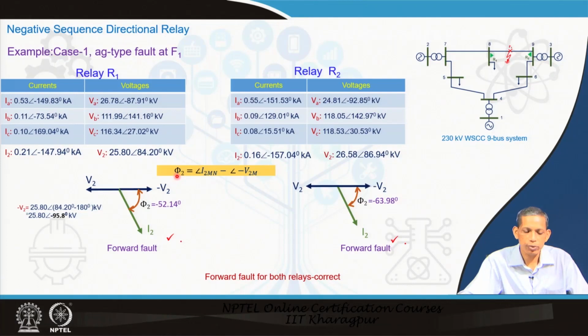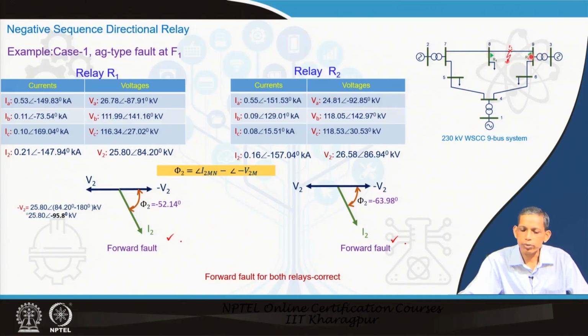Then we will compute this phi 2, angle of I2 minus angle of minus V2. Angle of I2 is minus 147 minus of minus, so that becomes plus. Therefore, minus 147.94 plus 95.8, that gives you minus 52.14 degree. Minus angle implies it is a forward fault, which is correct for R1. We know that this current I2 lags the minus V2 by a certain angle, lagging current means here in this case a forward fault.